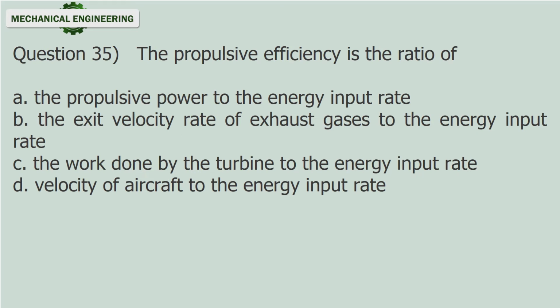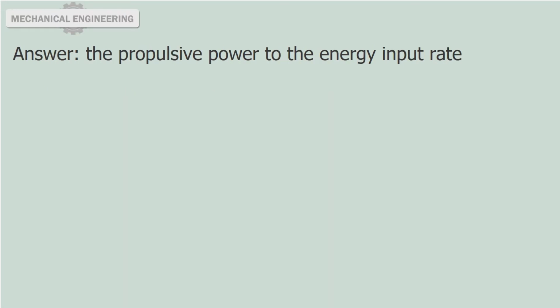Question 35. The propulsive efficiency is the ratio of A. The propulsive power to the energy input rate. B. The exit velocity rate of exhaust gases to the energy input rate. C. The work done by the turbine to the energy input rate. D. Velocity of aircraft to the energy input rate. Answer: the propulsive power to the energy input rate.